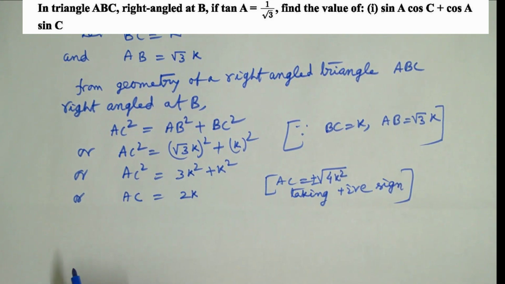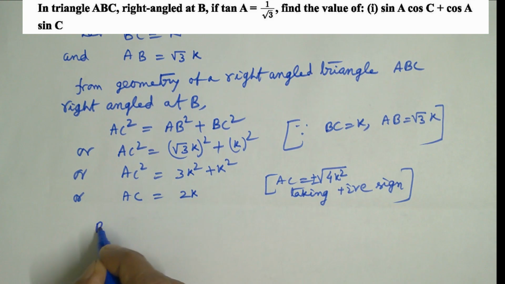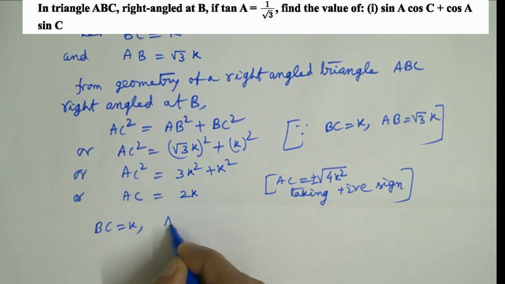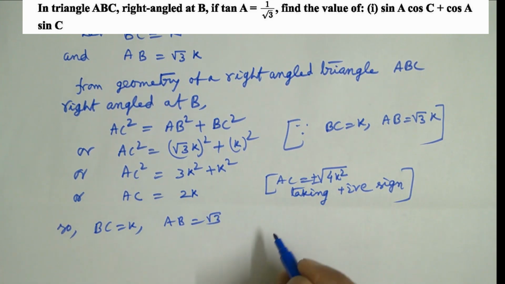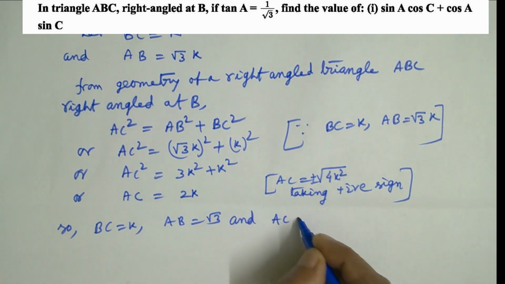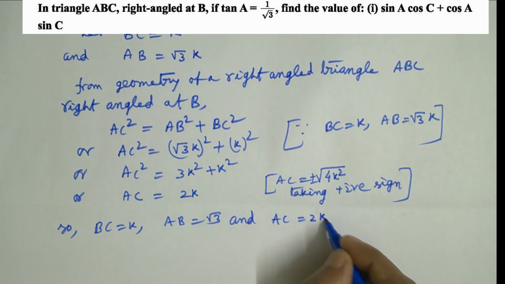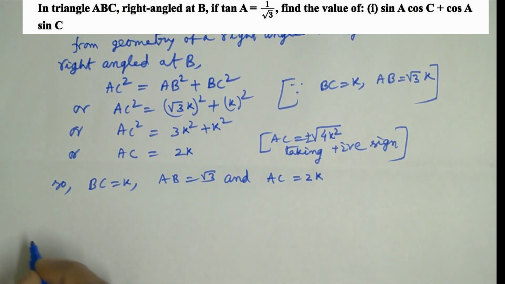Therefore, we have the three values BC, AB and AC. Writing them again for better understanding: BC is equal to K, AB is equal to root 3K, and AC is equal to 2K. From the question, we have to find out the value of sin A cos C plus cos A sin C. So first write the expression.